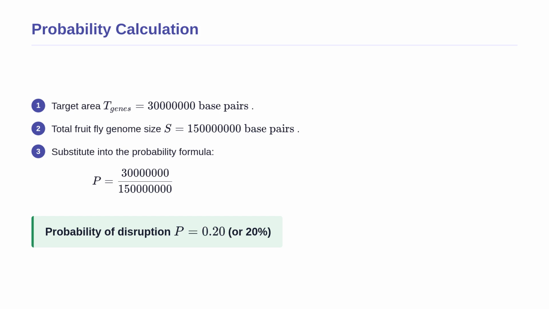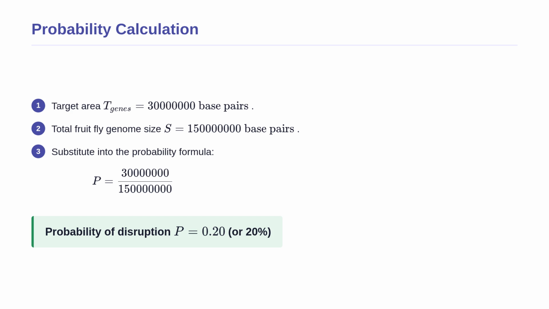Let us finish our fruit fly example by calculating this final probability. We already found that our target area, T sub genes, is 30 million base pairs. Now, suppose the total size of the fruit fly genome, S, is 150 million base pairs. We want to find the probability of a single random transposition event disrupting an essential gene.